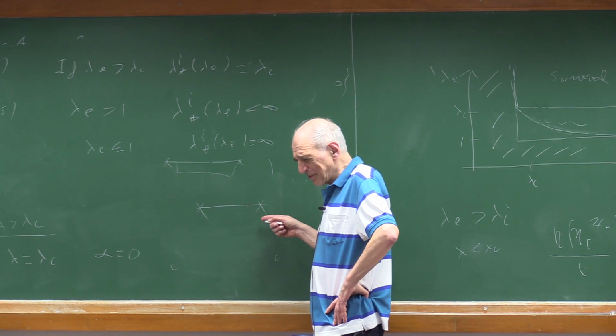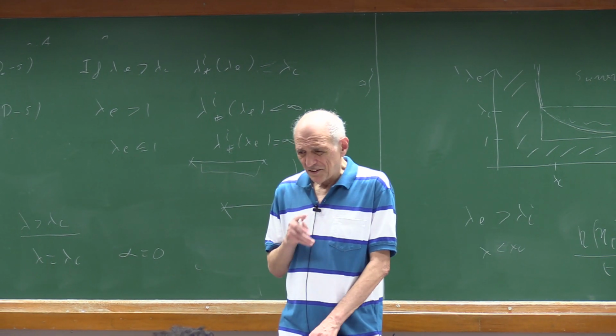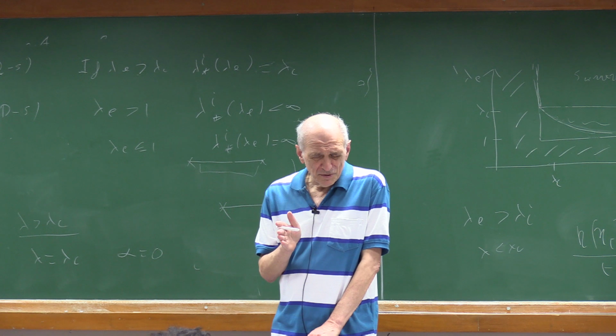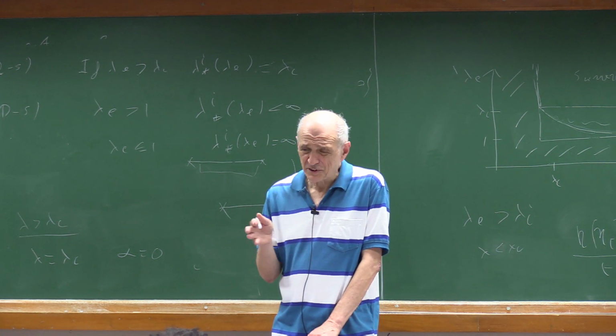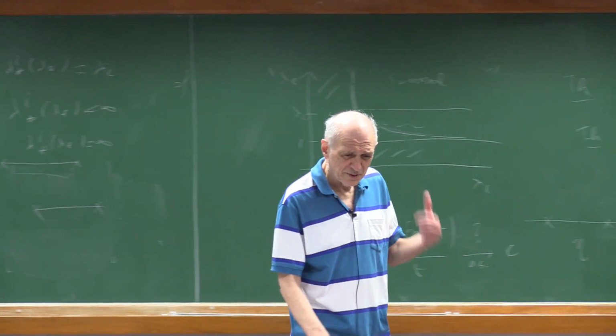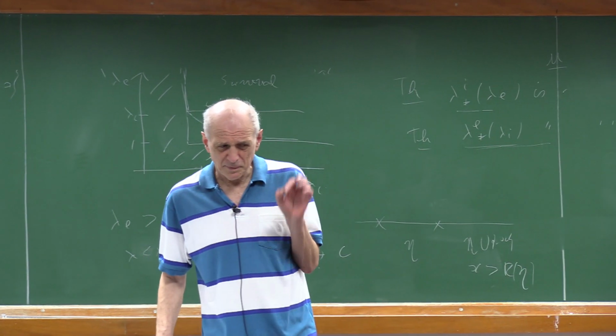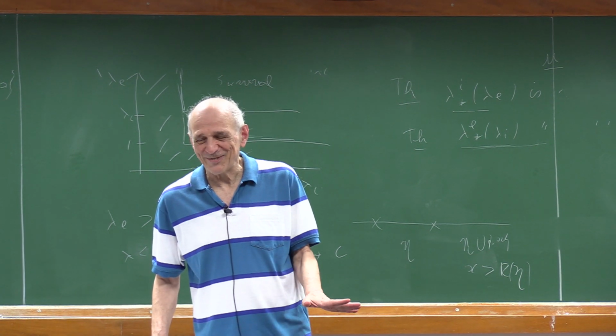Now, one other thing, since we're talking about this boundary: looking at the process from the rightmost point, we know what happens in the supercritical case. You converge to the invariant measure, the mu invariant measure, and the same happens at the critical value. Now, what happens below the critical value?